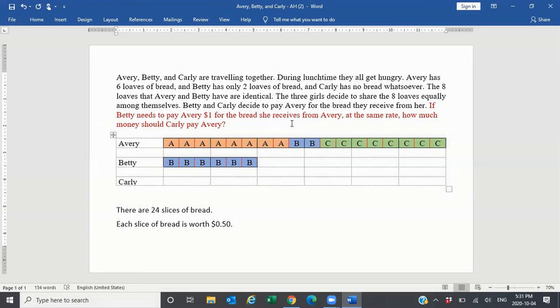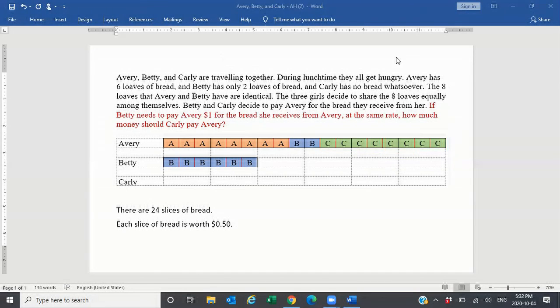All right. So if this is $1, I'm going to group them by $1 for Carly to see how much she needs to pay Avery. Right? It's $1. That's also $1. So far we're at $2, $3, and $4. So that's all the bread Carly received from Avery. 2 slices are worth $1. There are 8 slices. So, if we group them, then that's $4 in total. So Carly needs to pay Avery $4.